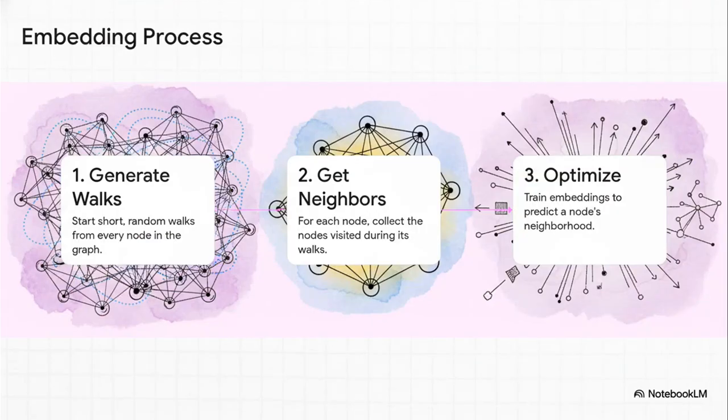So the process generally breaks down into 3 steps. First, the algorithm just generates thousands of these short random walks starting from every single node in the graph. Second, for each node, it makes a list of all the other nodes it visited. This collection becomes its neighborhood. And finally, the third step is to train the embeddings themselves so they get really, really good at predicting which other nodes belong in that neighborhood.